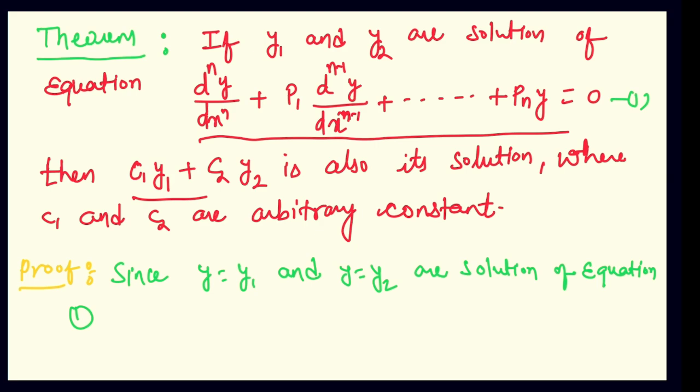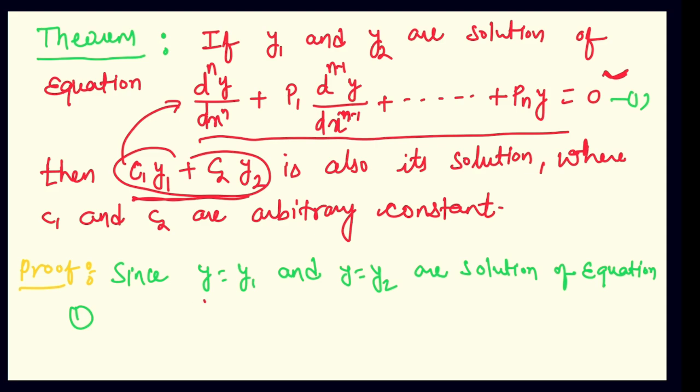So we are given that y1, y2 are solutions of this differential equation. Then we will take a linear combination of the two solutions y1, y2, meaning c1 y1 plus c2 y2 is a linear combination of y1, y2. So it is also a solution of the given differential equation. Okay, so how can we say whether it is a solution or not?